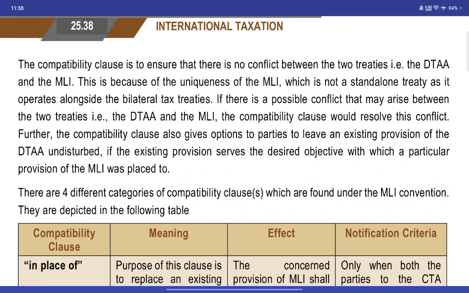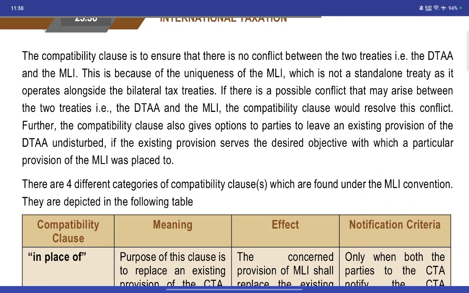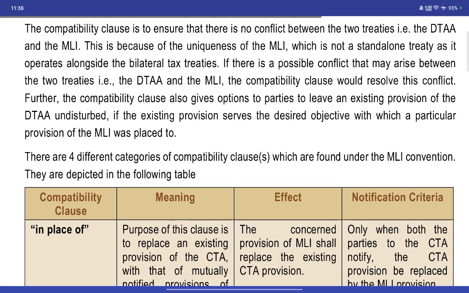The compatibility clause is to ensure that there is no conflict between the DTA and the MLI. This is because of the uniqueness of the multilateral instrument, which is not a standalone treaty as it operates alongside bilateral tax treaties. If a possible conflict arises between the two instruments, the DTA and the MLI, the compatibility clause would resolve the conflict. Further, the compatibility clause also gives parties the option to leave an existing provision of the DTA undisturbed, if the existing provision already serves the desired objective of the particular MLI provision.